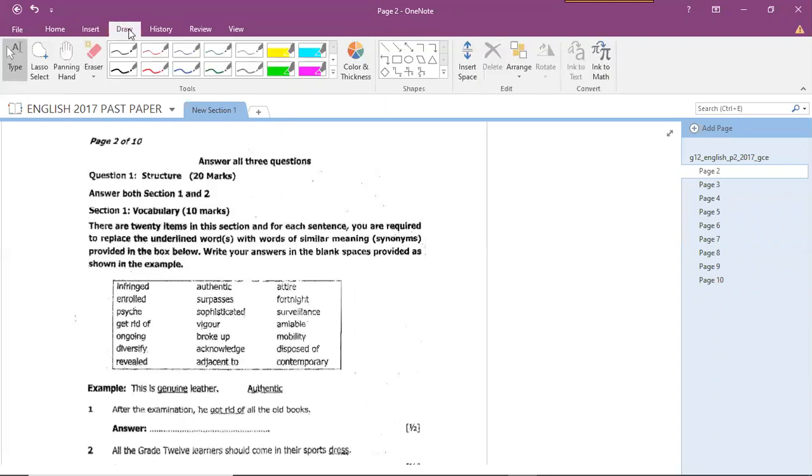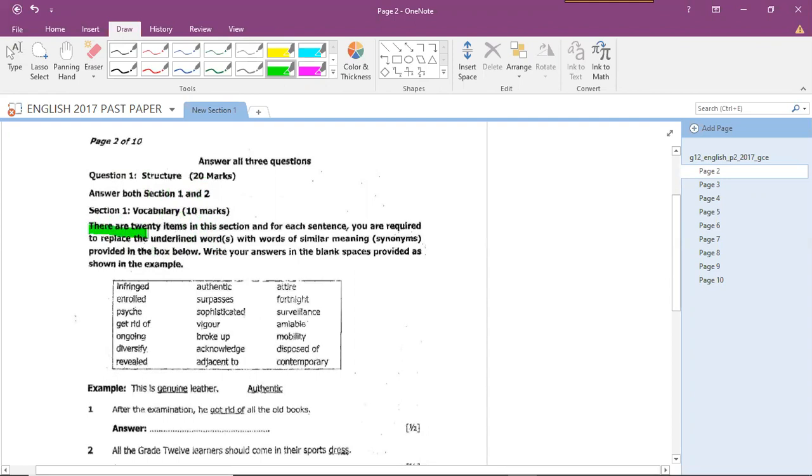Let's read through the question together. So question 1 says sentence structure. And as you can see, it's carrying quite a lot of marks here. It's 20 marks for both question 1 and 2, but they are split. Section 1 is vocabulary, and then the other section will be rewrites. But let's first focus on our vocabulary aspect.